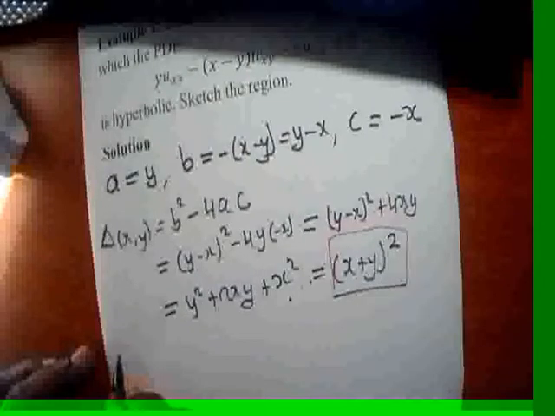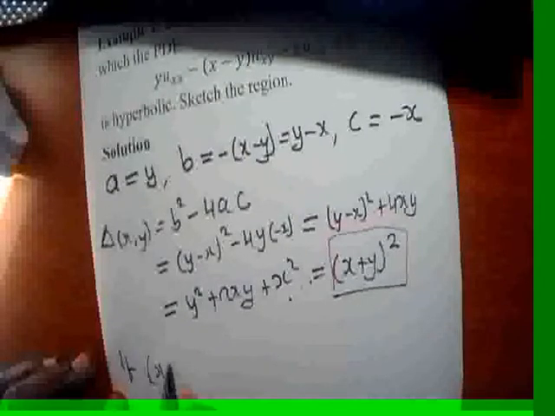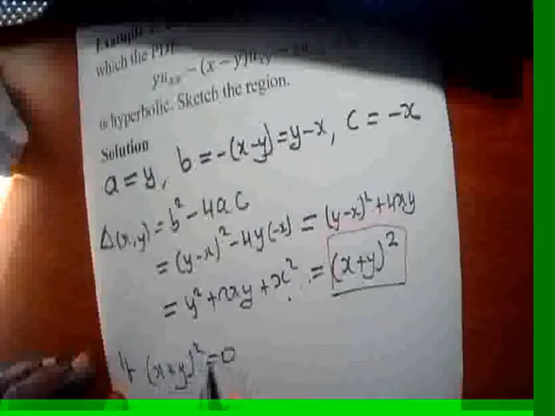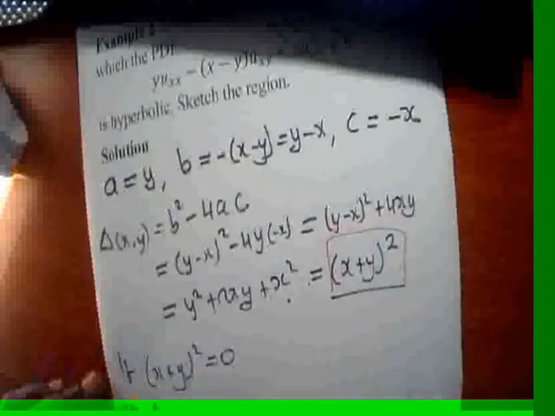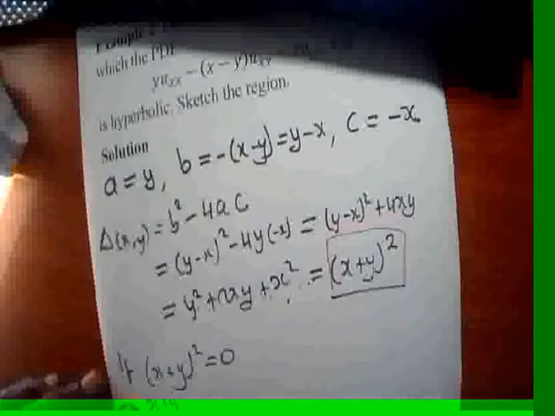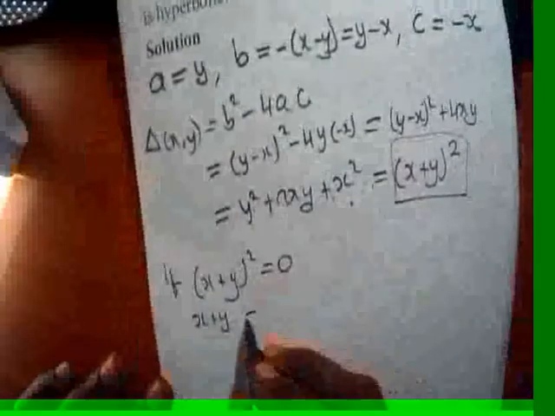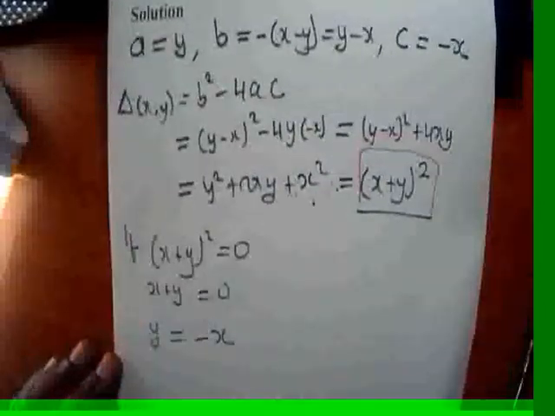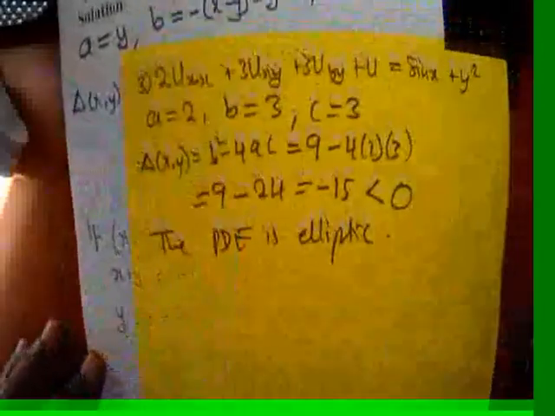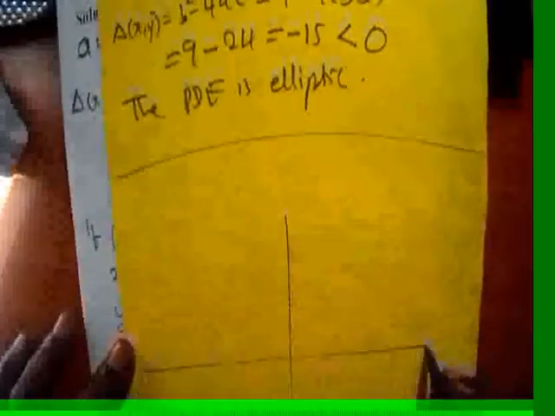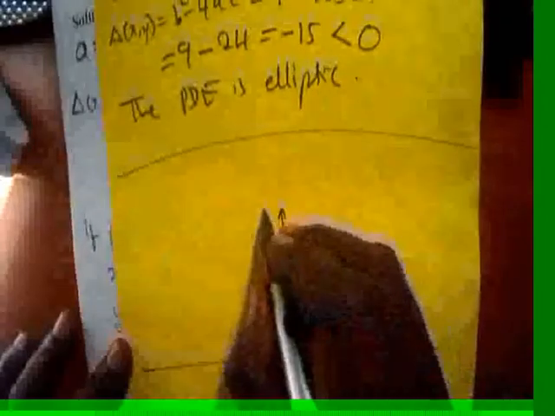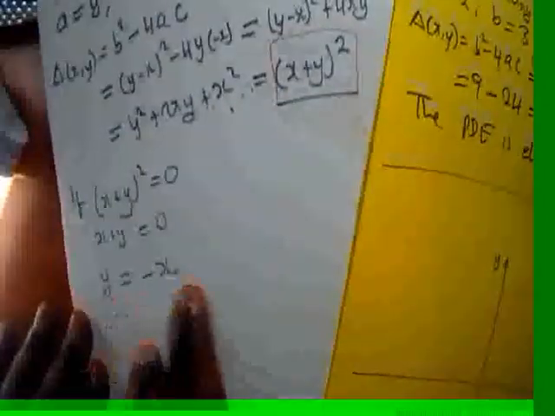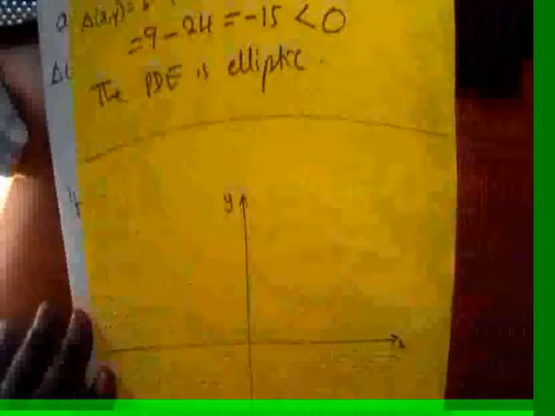So we assume that equals 0. We are first going to state that if x plus y all squared is equal to 0, meaning if it is parabolic, we're going to get x plus y being equal to 0 and y equals negative x. So let's sketch this function. We have an x and y axis. Now the line y equals negative x is this line.